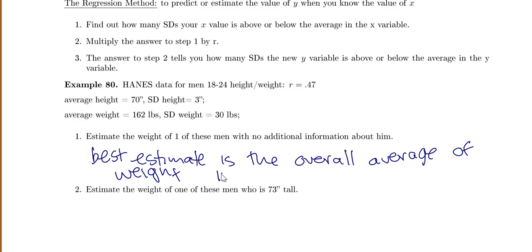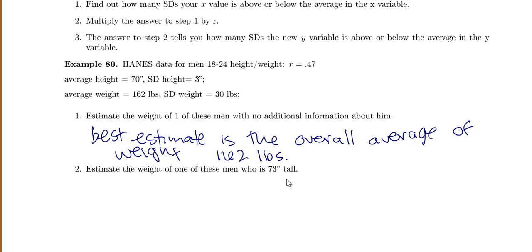And the overall average for weight is 162 pounds. So if you don't know anything about him, your best guess is 162 pounds. Now though, let's use our regression method to estimate the weight of one of these men who's 73 inches tall.